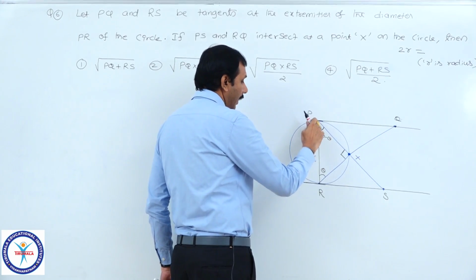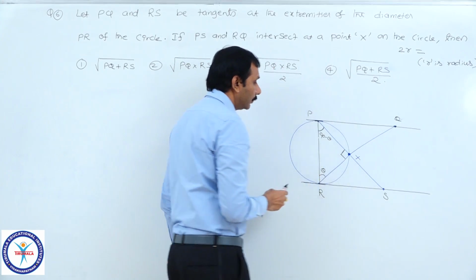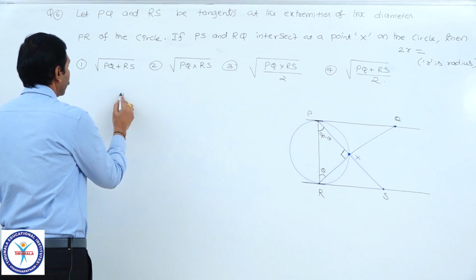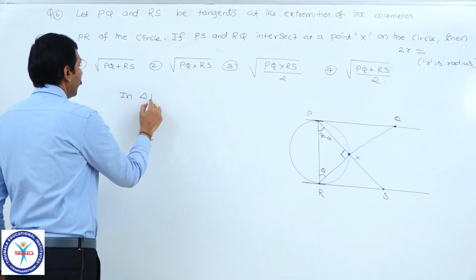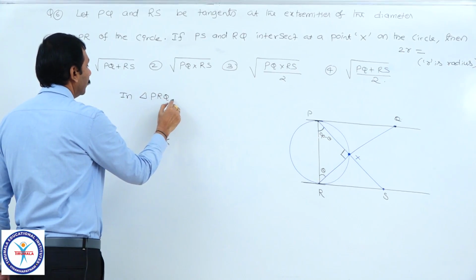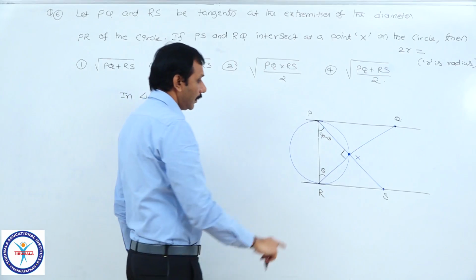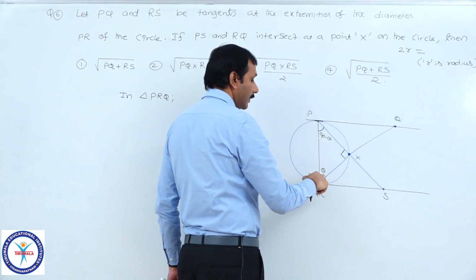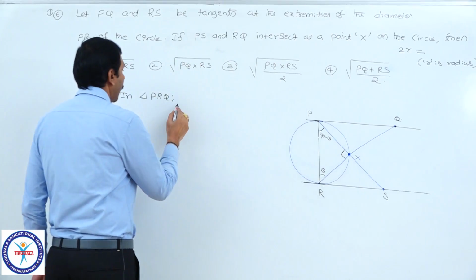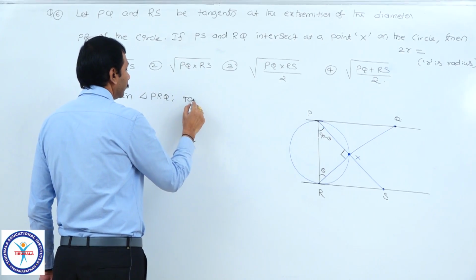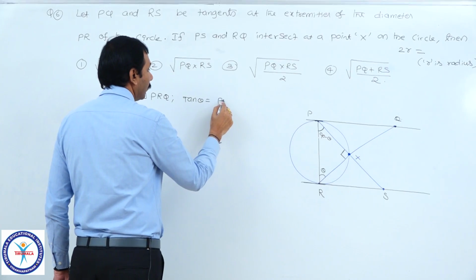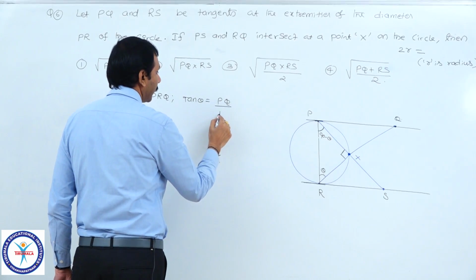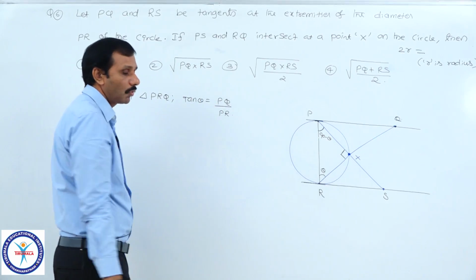If I take the triangle PRQ, in triangle PRQ, if this angle is theta, this is the opposite side and this is the adjacent side. I will take tan theta is equal to PQ by PR. Hope you got it.